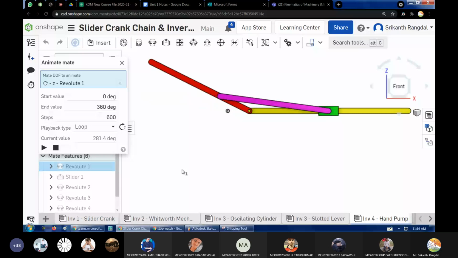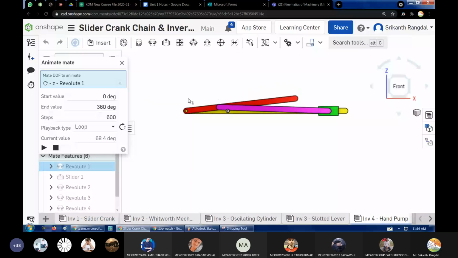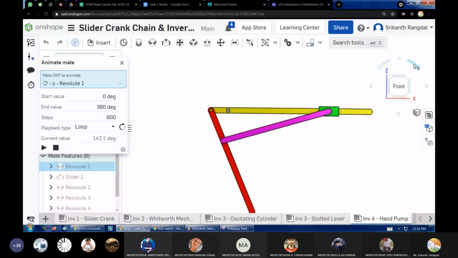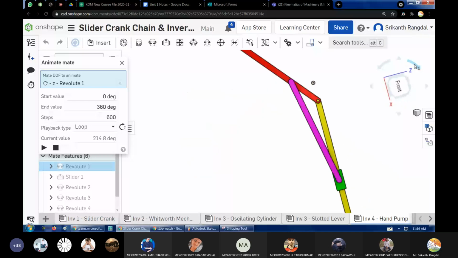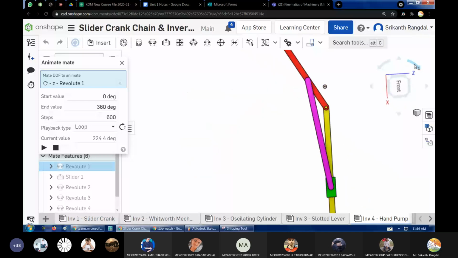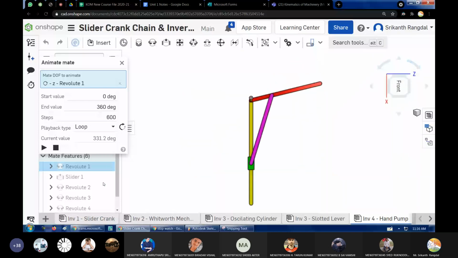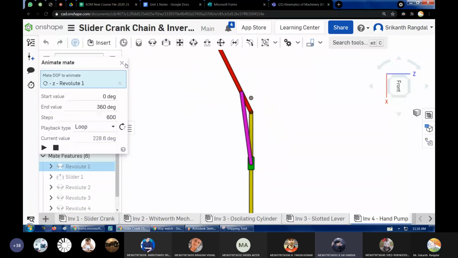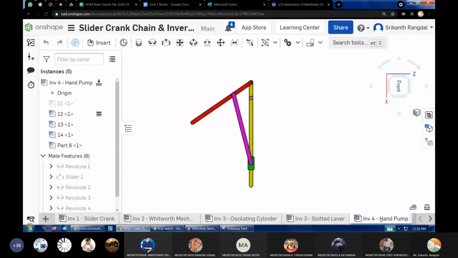So what can we use this for? What can we use this for? The hint is right in front of you on your screen. Hand pump. Fine. You just had to read this, right? So this is the motion of a hand pump. This will keep moving up and down.